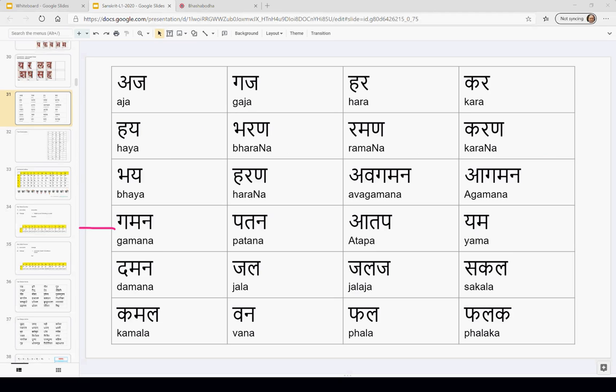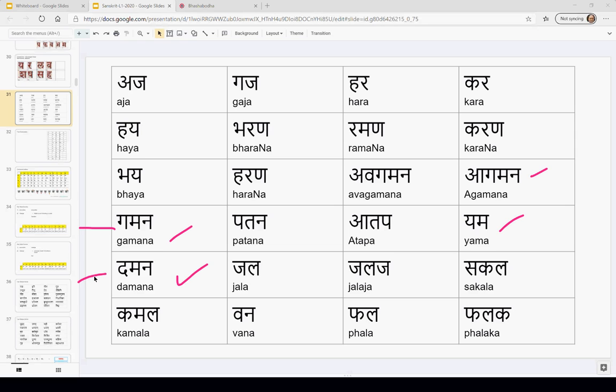Gamana, Patana, Atapa, Yama. Gamana is going, the act of going. Like Agamana was the act of coming, Gamana is the act of going. Patana is the act of falling. Atapa is sunshine or the heat, sun heat. Then Yama is control.